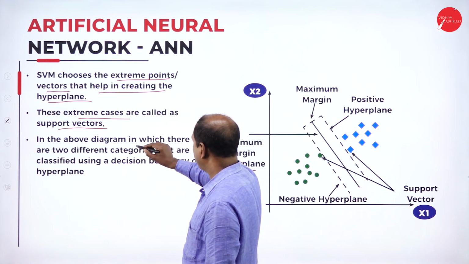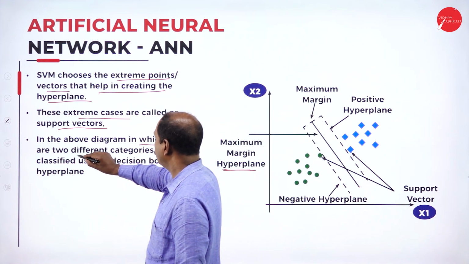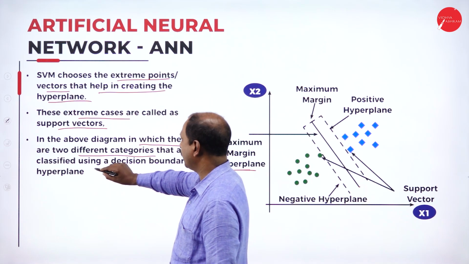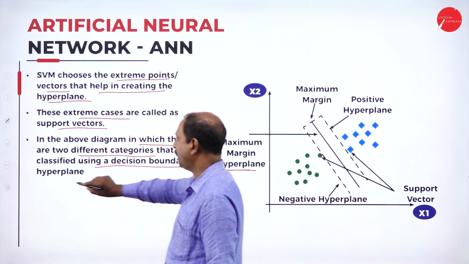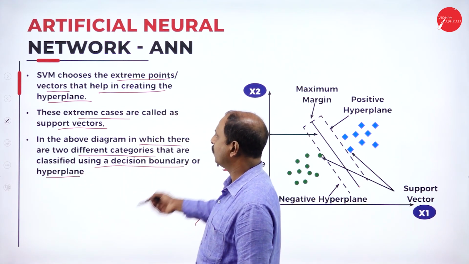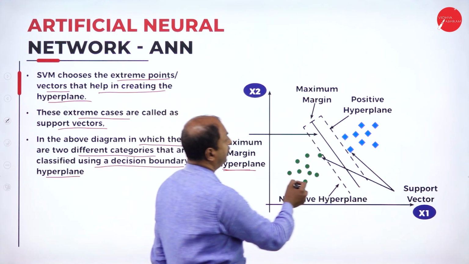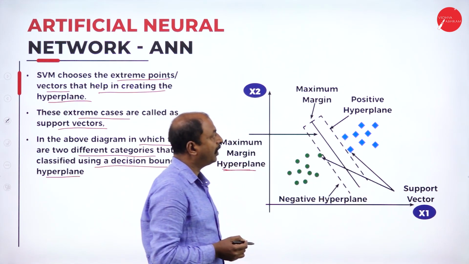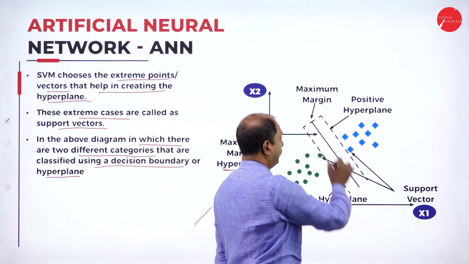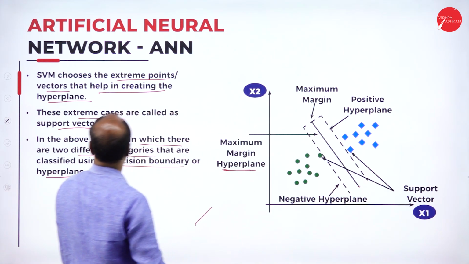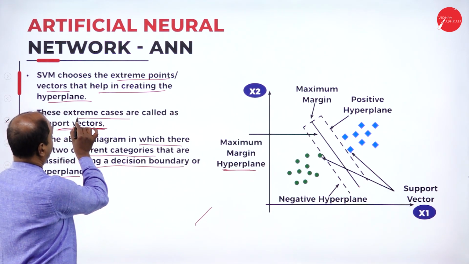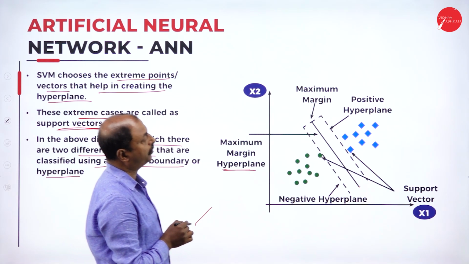In the above diagram, there are two different categories that are classified using a decision boundary or hyperplane. If you look at the diagram here, these two different data sets are separated by a hyperplane. And what is the meaning of this? Extreme cases are called support vectors.